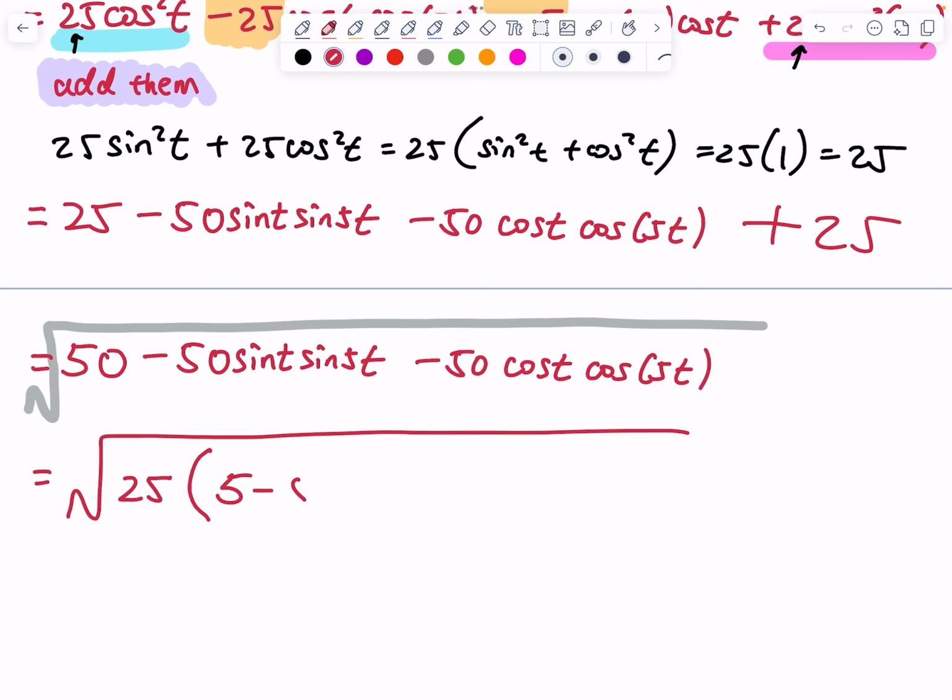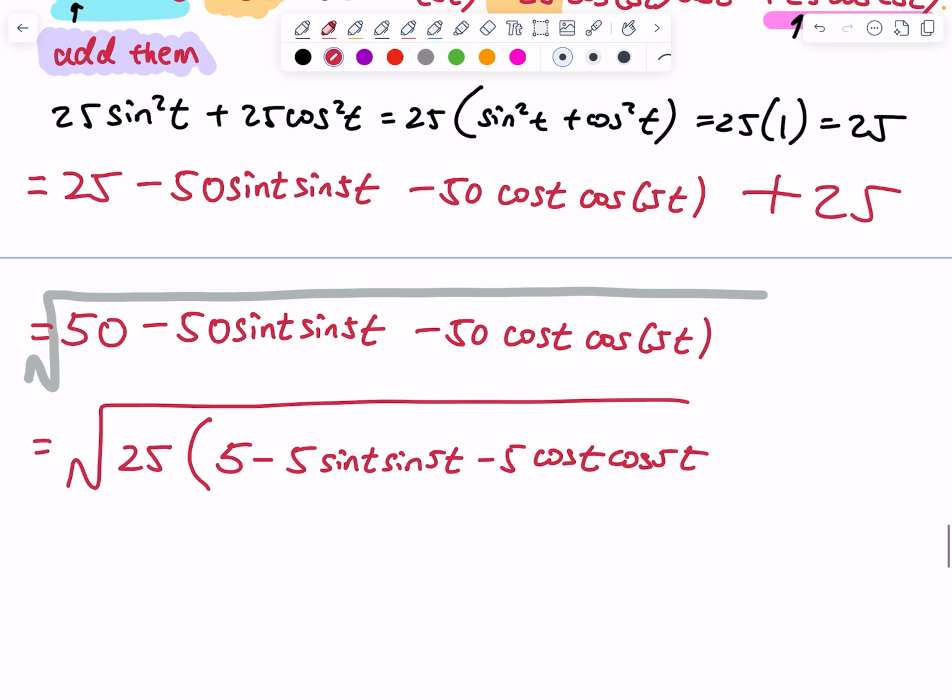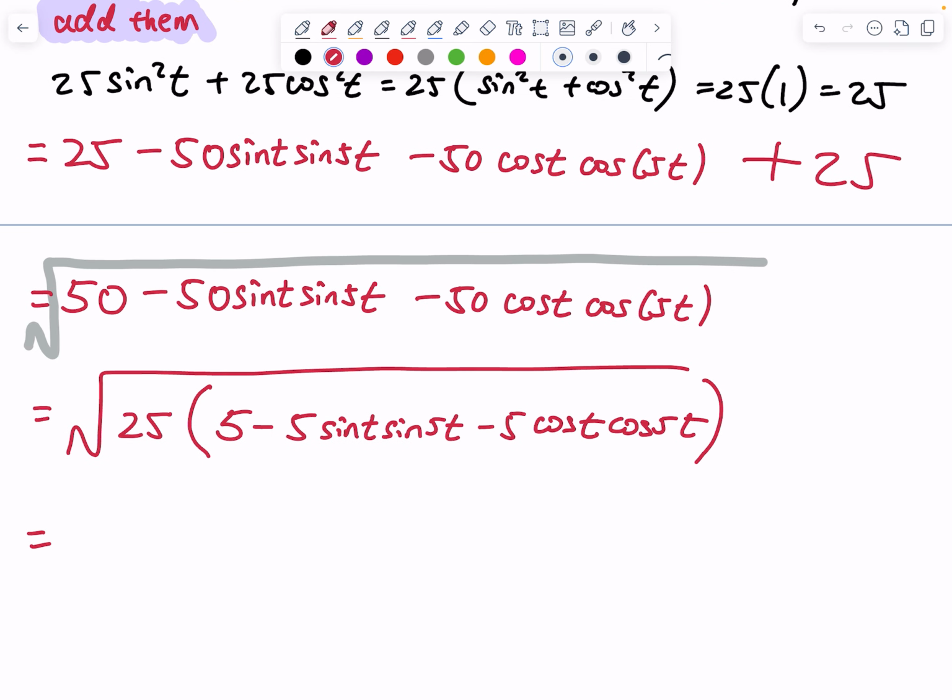And then I have 5 minus 5 sine t sine phi t, and then another 5 cosine t cosine phi t. The square root of 25 is equal to 5, so I will put the 5 out. And then inside, did I make any mistake in here? That is definitely not a 5. I'm sorry, that is such a silly mistake, right? It's a 2. So this is supposed to be 2, a 2, and a 2.